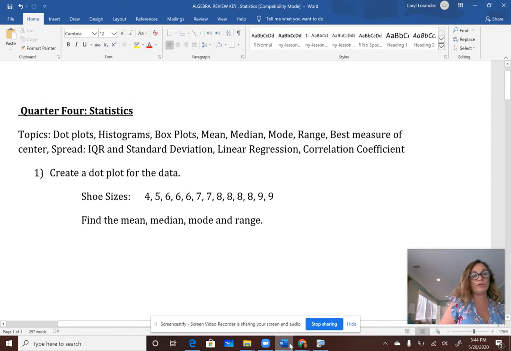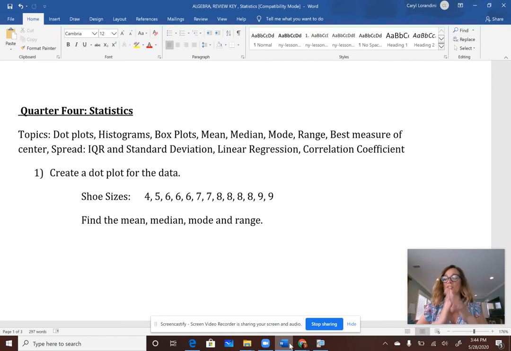Guys, we are doing the review sheet. So hopefully you've done it already and you're using this to check it. Like I've said probably before, nobody really cares that I know how to do this stuff. It's all about you, okay?